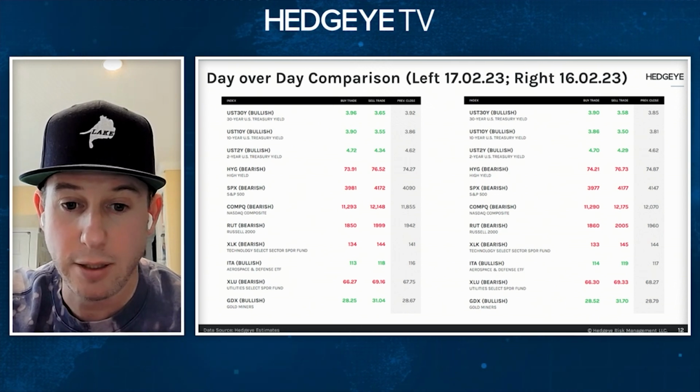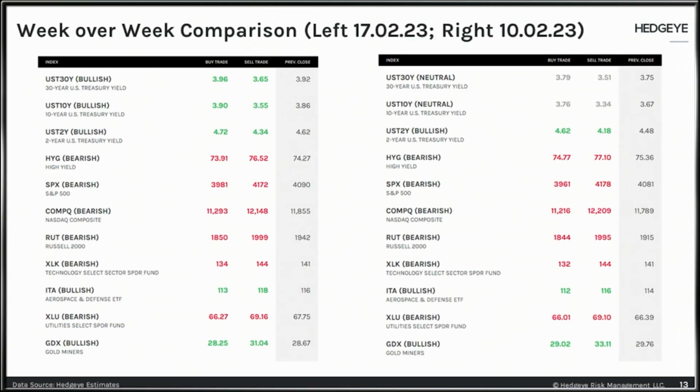Now, if we go to the next slide there, I'm sorry, Zelts. This is going to be the week over week comparison. Again, I review things day over day just to get an understanding of what's transpiring, but on a week over week basis, you can get a bit more of the bigger picture, right? Like where have we come?